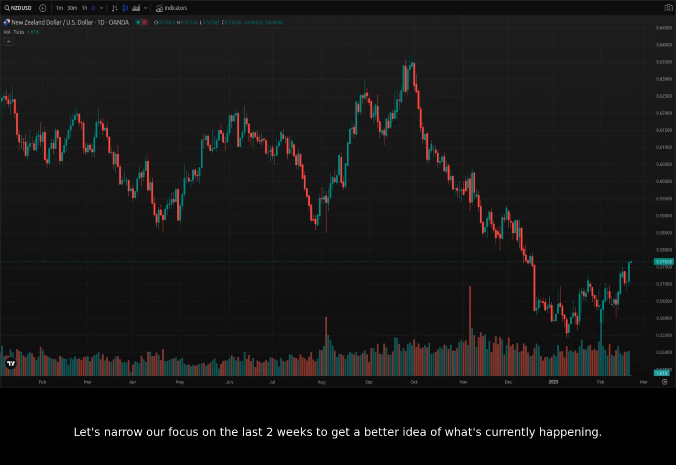Let's narrow our focus on the last 2 weeks to get a better idea of what's currently happening. In this more focused view, we can see some clear support and resistance levels forming. One key support level appears around 0.61, while the resistance level seems to be around 0.62. The significant drop in price suggests a potential further bearish trend.